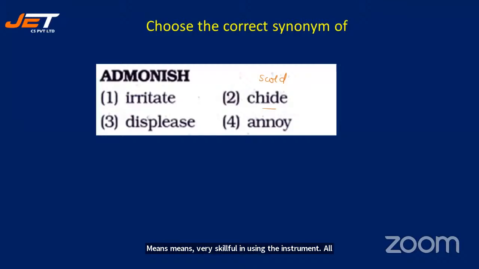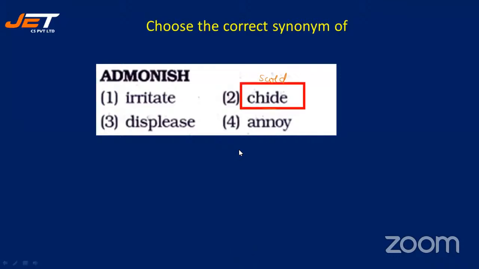Here you need to find out the synonym. Admonish. So four options are given: irritate, chide, displease, annoy. All right, give me your answers in the chat box. Okay, Sai Vardhan, Saini, Many says it is option one. All right, let's see which is the right answer. It is chide, means scold.